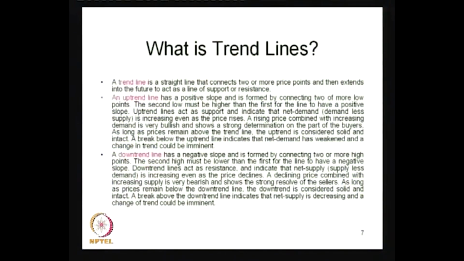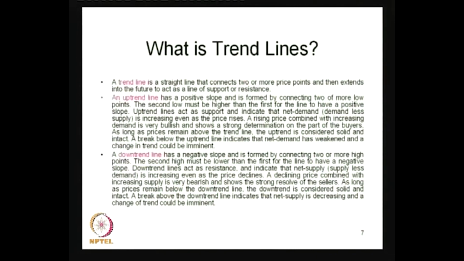price may go up. But whenever we talk about the downtrend line, it has a negative slope and is formed by connecting two or more high points. That means the price has already gone up, and that is why in the near future it will show a declining trend. The second high must be lower than the first for the line to have a negative slope, and the downtrend lines act as resistance and indicate that the net supply, that means supply less the demand, is increasing even as the price declines.